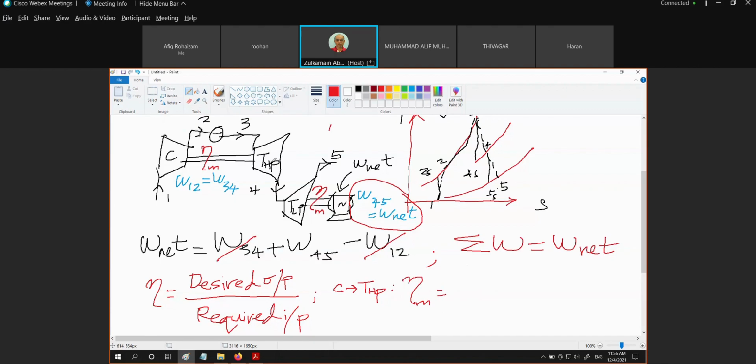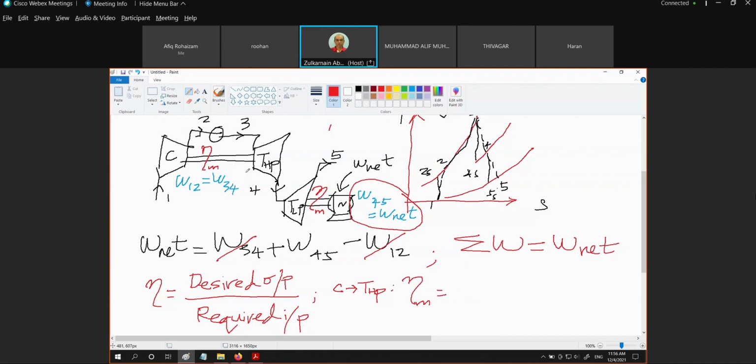Compare this turbine high pressure and compressor. Which is our desired output? W34, sir. 1, 2 or 3, 4? 1, 2, sir. 1, 2, because that is the required work to run the compressor. Correct? So that should be our output.